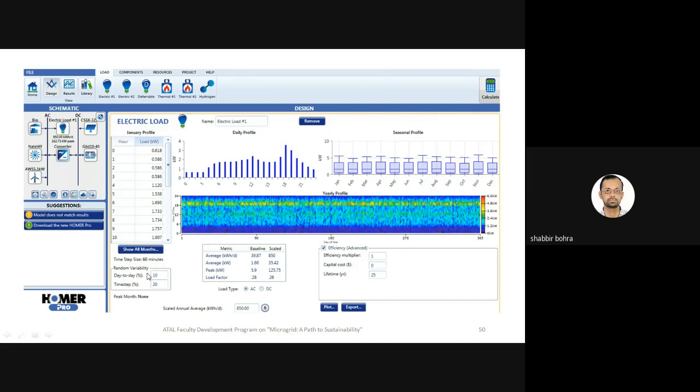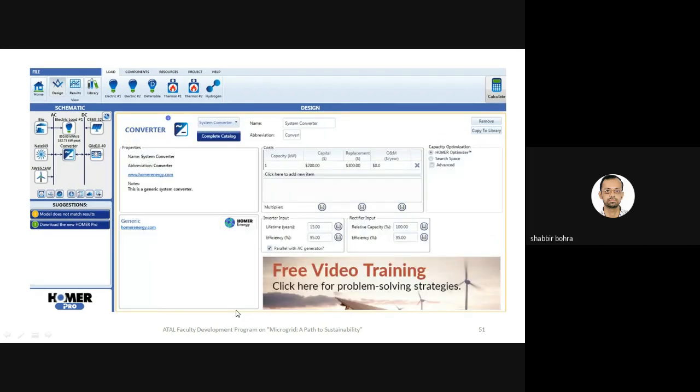Random variability on the daily basis is around 10%, so it means that the daily load variation would be plus or minus 10%, and the time step is around 20%. Lifetime of this is 25 years, and scale annual average is 850 units per day. So this is a very important part of the simulation or any of the design for the microgrid. The converter is a bit simple to have the details.